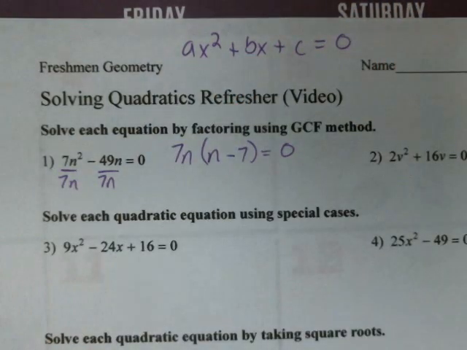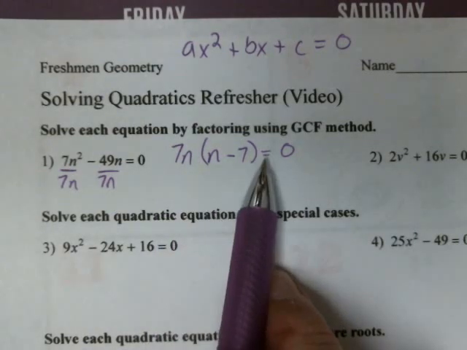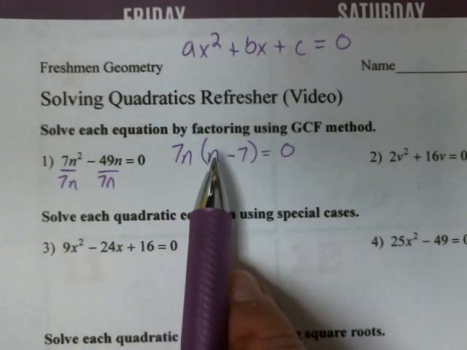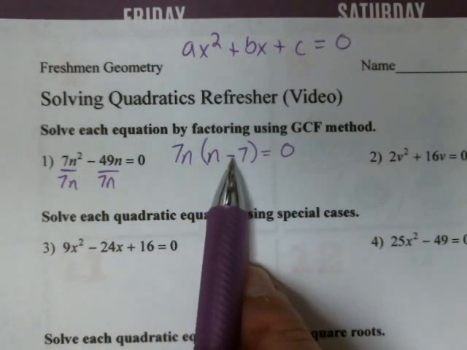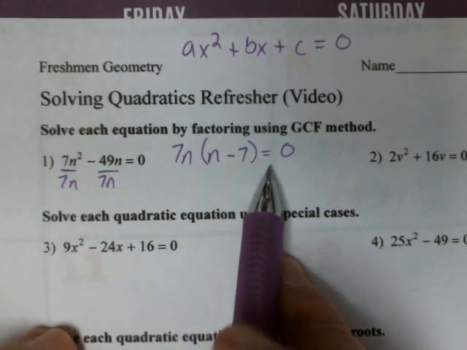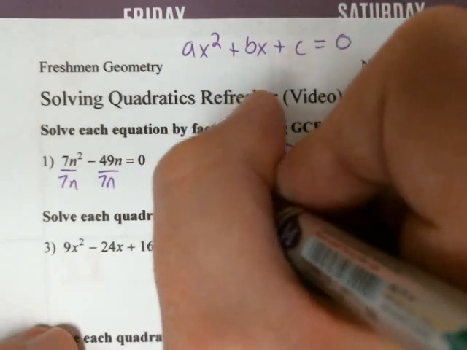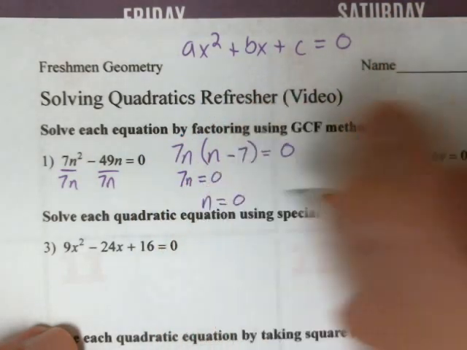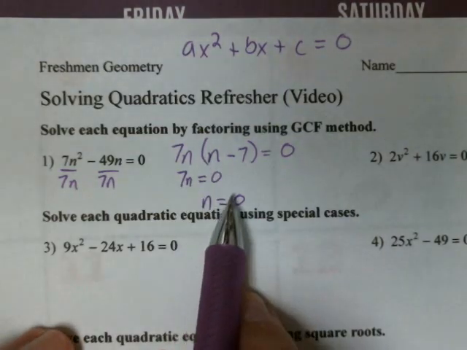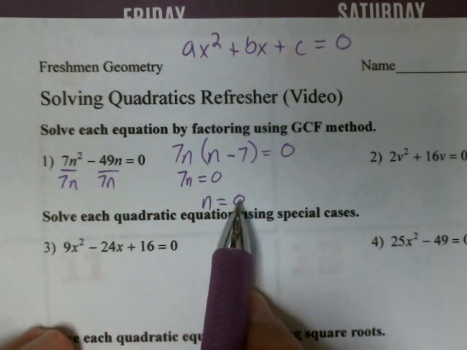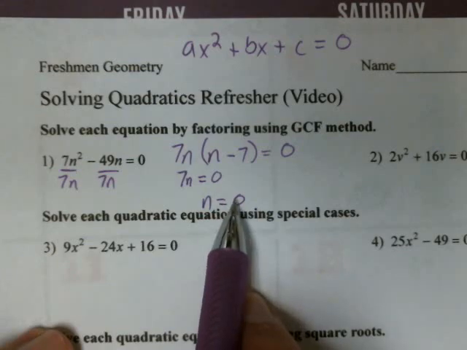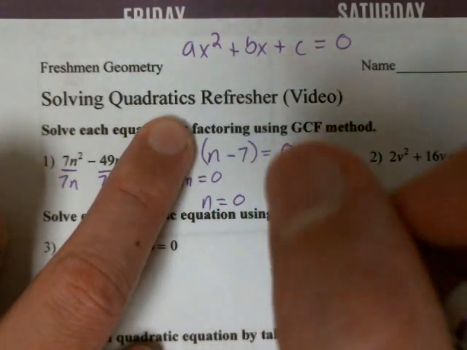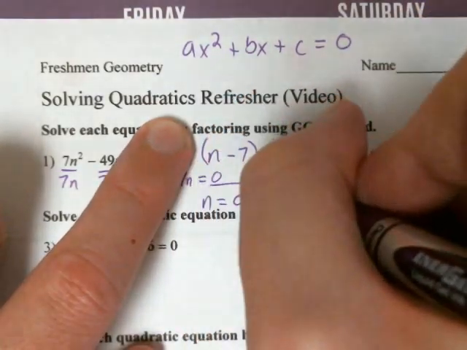Now, the zero product property says if I multiply two things together and get 0, one of those two has to be 0. Either 7n has to be 0, or the n minus 7 has to be 0. So you set each one equal to 0. If I set 7n equal to 0 and divide by 7, I get n is equal to 0. So when you do the GCF method, one of your roots, solutions, zeros, answers is always going to be 0. If I set n minus 7 equal to 0, I move the 7 to the other side, and my other solution is positive 7.